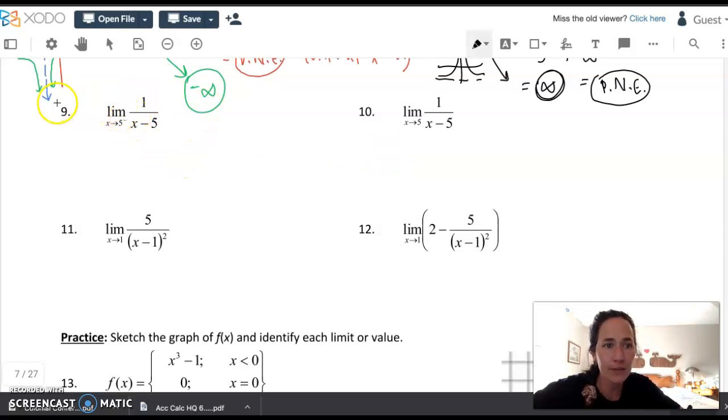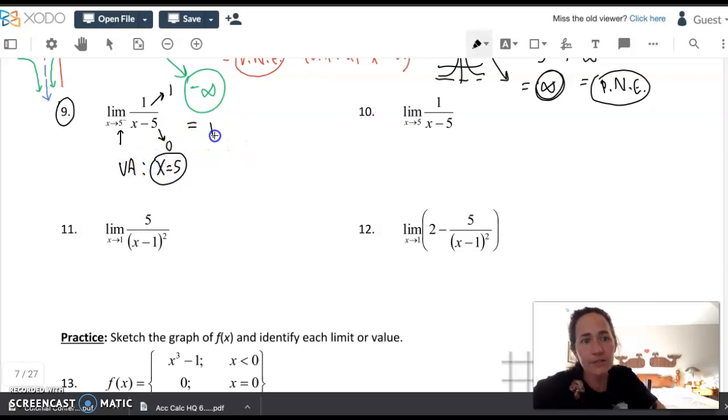Can I put the safe answer for number 9? So can I put DNE and be okay? You can, because if you did a plug-in with 5, you would get 1, which is a non-zero number, over 5 minus 5, over 0, which means there's an asymptote. And by asymptote rules, there's a VA at x equals 5, setting the denominator equal to 0. So DNE, I might as well put it now, safe solution.